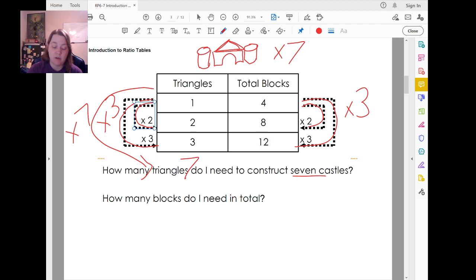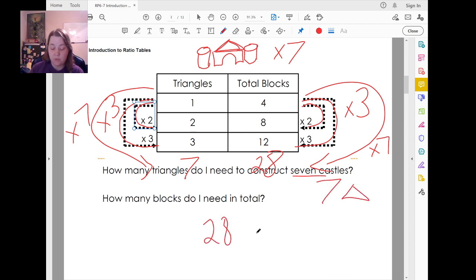Now I could count up 1, 2, 3, 4, 5, 6, 7, 8. I could go ahead and count the whole thing, or I could just multiply the total number of blocks by 7. And I could get 4 times 7, which is 28. So I would need 7 triangles and 28 total.